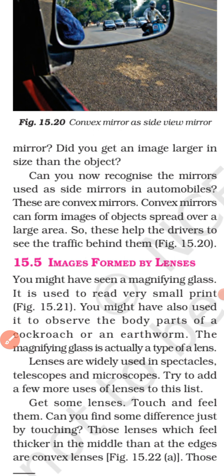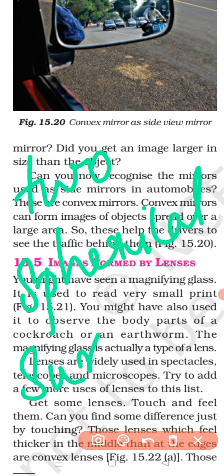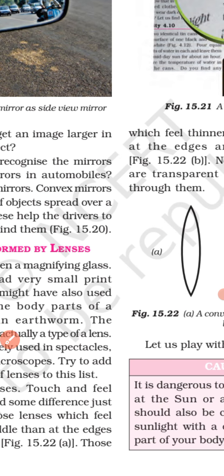A lens is a piece of transparent glass but with two spherical surfaces. Okay, it consists of two spherical surfaces.